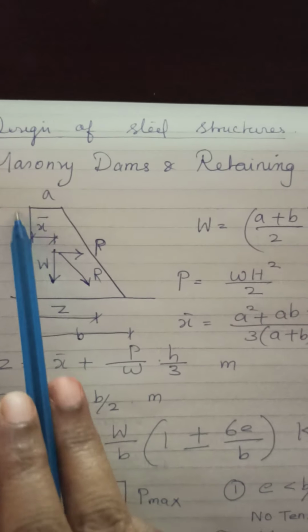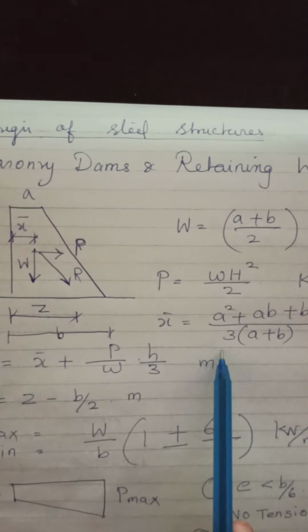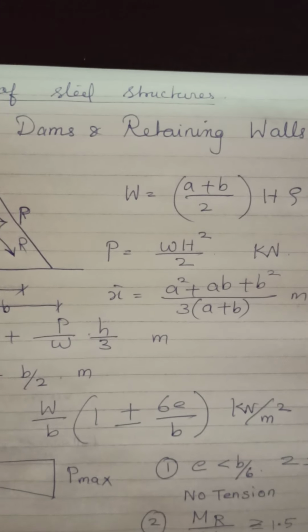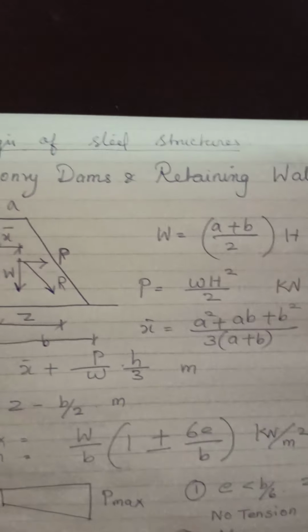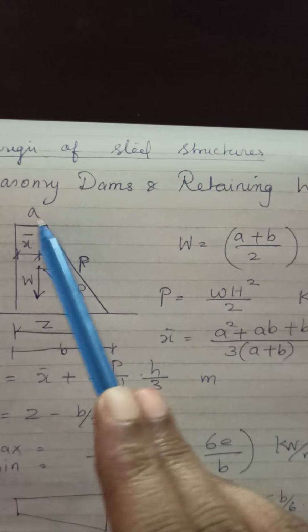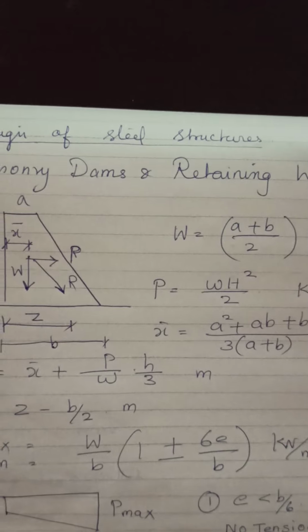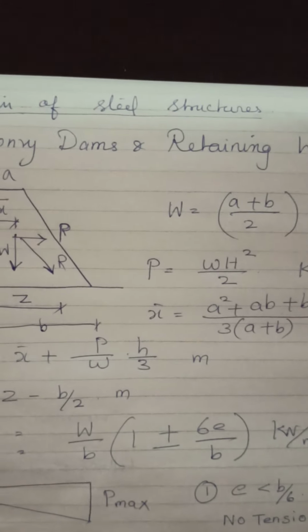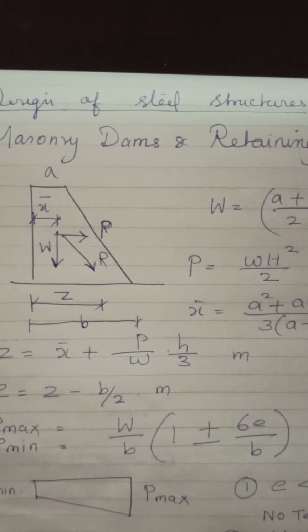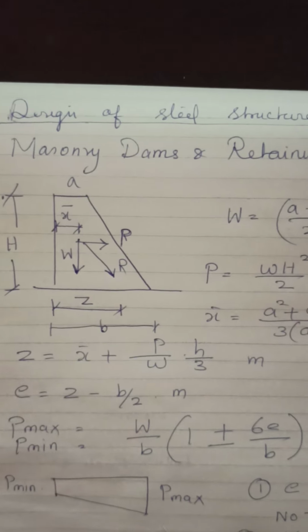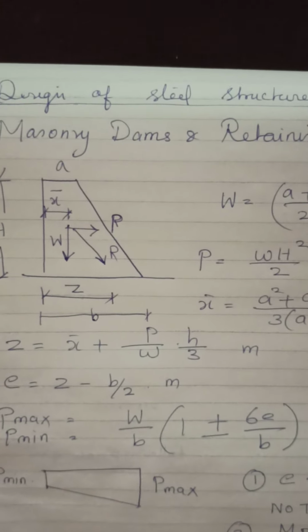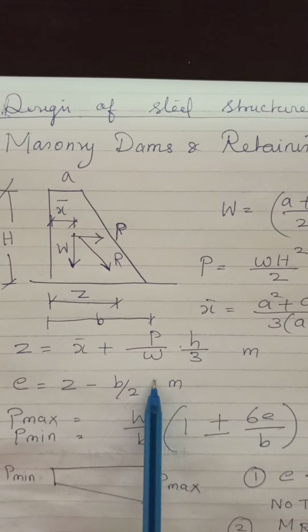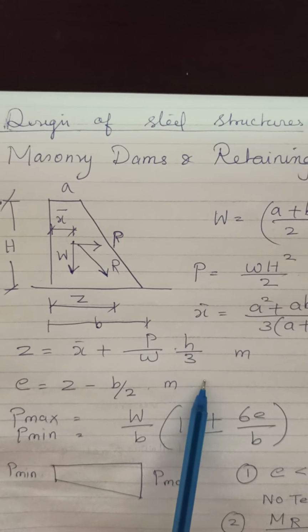So this centroidal distance x bar is given by the formula (A square plus AB plus B square) by 3 into (A plus B). Usually this distance is in meter, which will be less than that of A. So x bar is the centroidal distance at which the W is acting. Now to calculate the distance z, the resultant distance from the heel, we have the formula x bar plus P by W into H by 3.